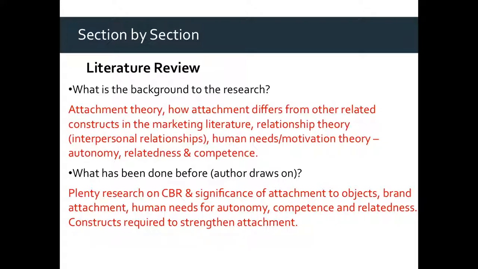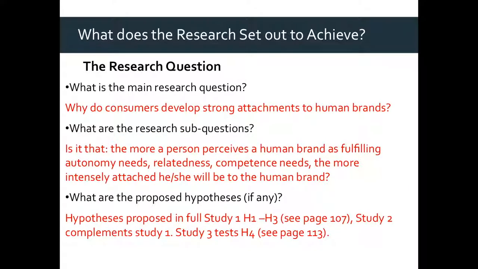What has been done before? Well, there's a lot of research on consumer brand relationships, no surprises there, and the significance of attachment to various objects and people, brand attachment theory, human needs, and the constructs which have been required to strengthen attachment. So a lot of this has been done before at one level or another, and the author does a great job of drawing upon all of those literatures and bringing them into his background and analysis.